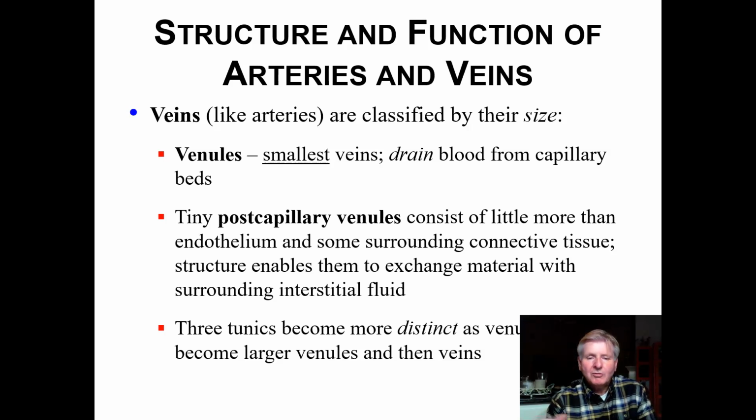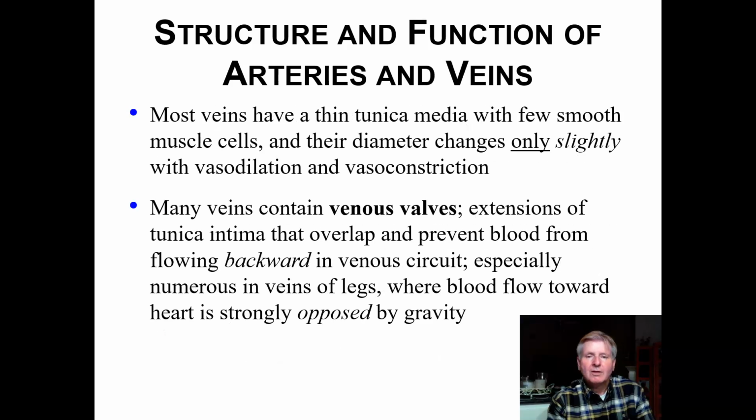Also, the three tunics in veins become more distinct as your venules become larger venules and then become actual veins. Veins will also have a thinner tunica media with very few smooth muscle cells, and their diameter will only change slightly with constriction and dilation of the vessels. Also, many veins contain venous one-way valves, which are extensions of the tunica intima that overlap and prevent blood from flowing backward in your venous circuit. They're especially numerous in the veins of your legs, where blood flow toward the heart works strongly against gravity.